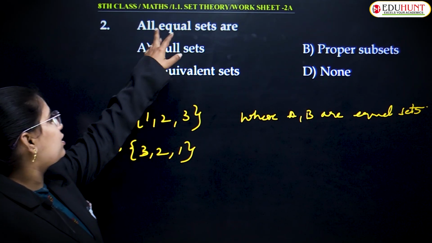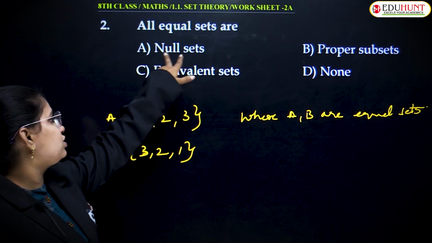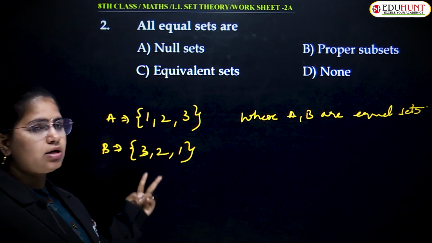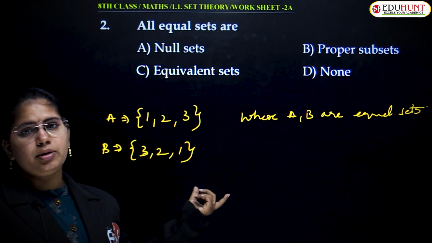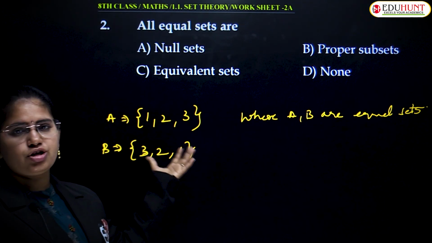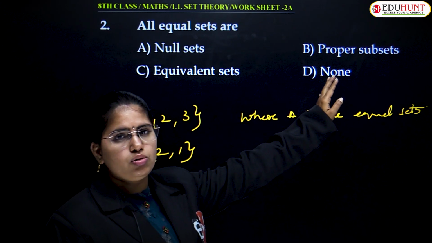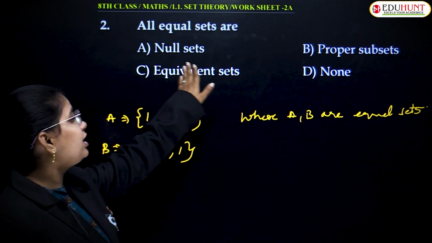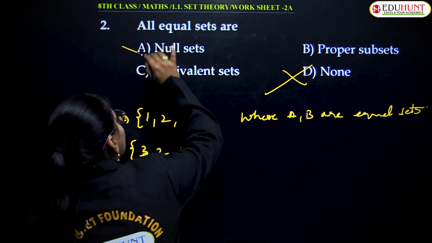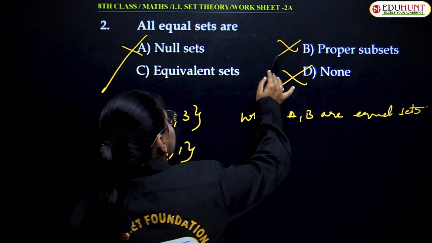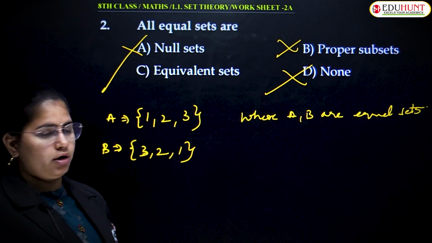So what they were asking is, all equal sets are null sets. Let us go with option verification. Equal sets are not null sets, right? Because you are finding a common element, and at the same time the intersection is not equal to empty. Proper subsets, no. Those are equivalent sets. Option D will be eliminated, option A is eliminated. All equal sets are proper subsets? It may or may not be, right?